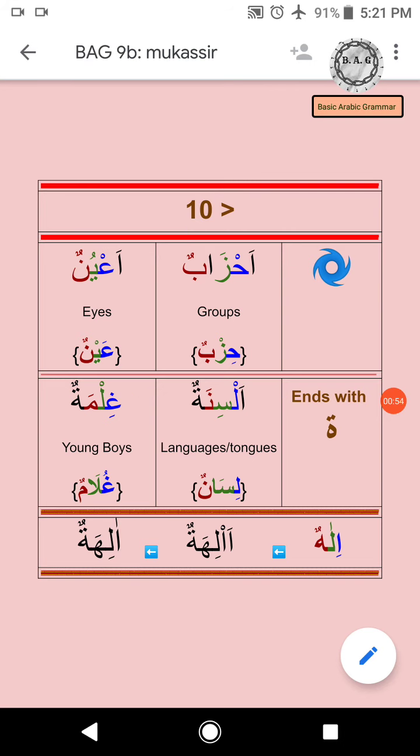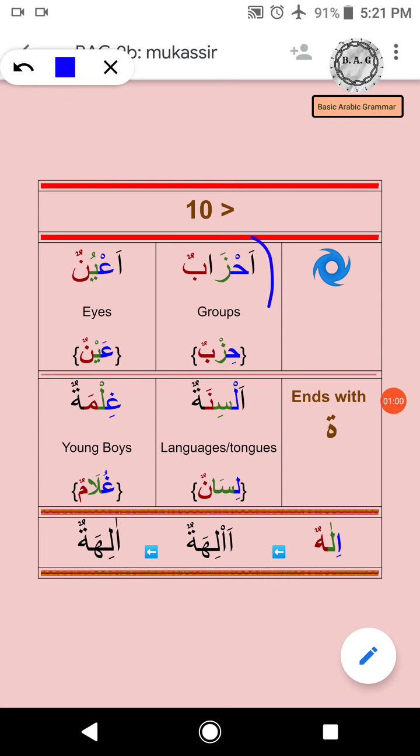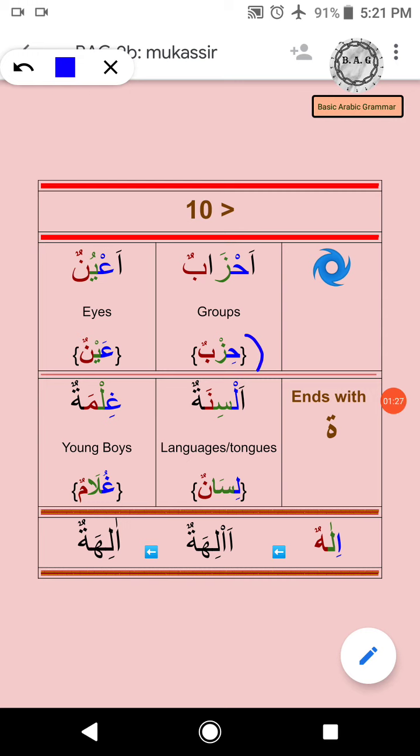Okay, so our first example is the word ahzabun. It means groups, and the root word is hizbun. Notice I'm saying root word and not root letters. The root letters have been color coded. The first root letter is in blue, the second root letter is in green, and the third root letter is in maroon color. So that's how I have color coded these for your ease.